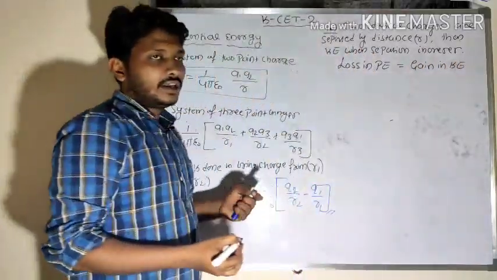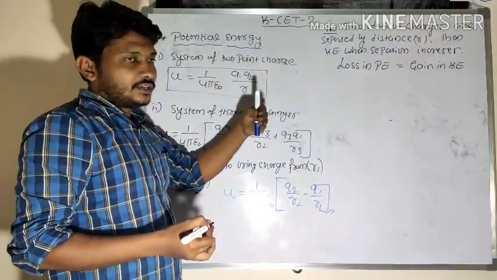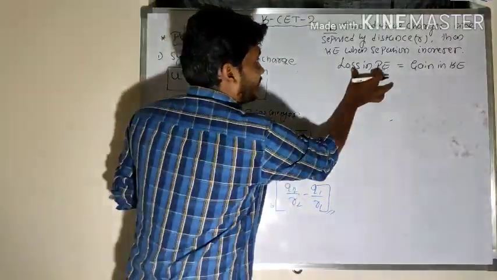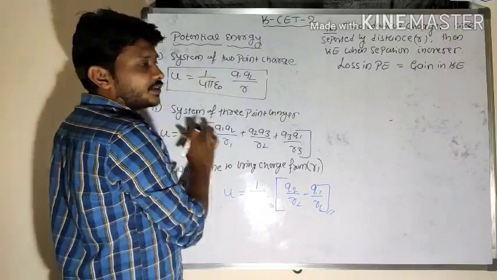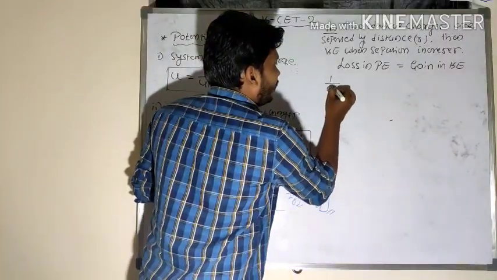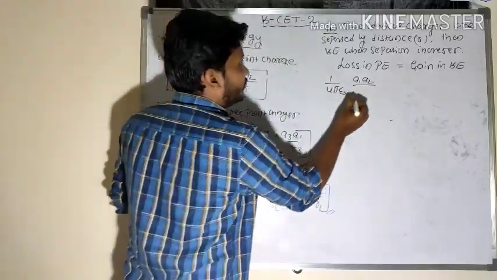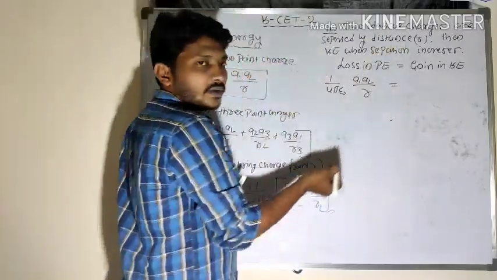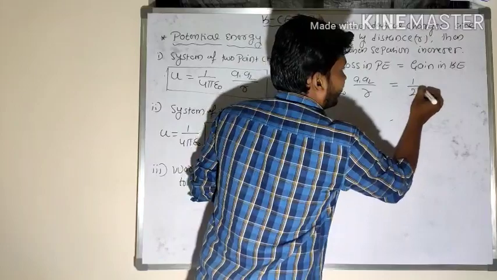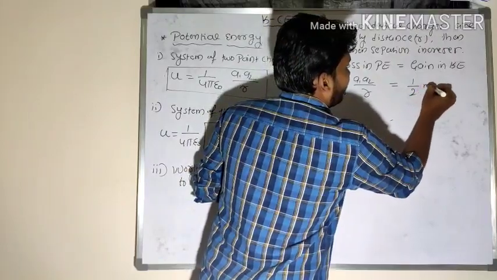Did you get my point here? Loss in potential energy is equal to gain in kinetic energy. What is the equation for potential energy here? 1 by 4 pi epsilon naught q1 into q2 divided by r. So it is equal to the gain in kinetic energy, which is half of m into v square.